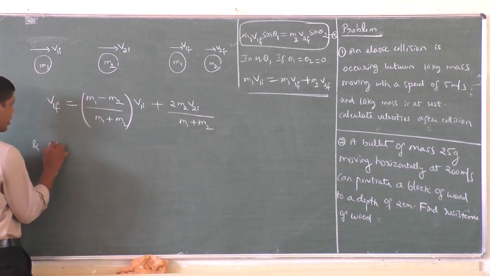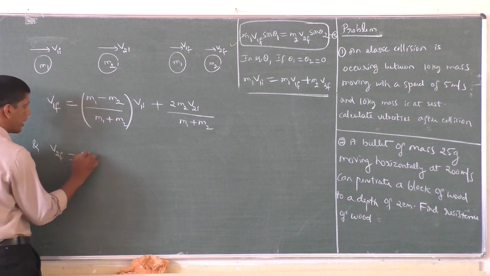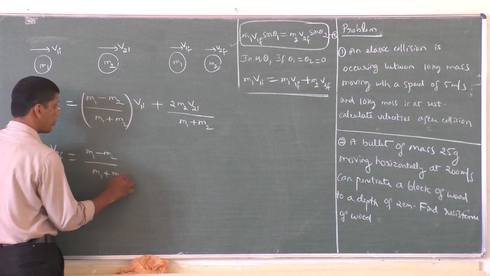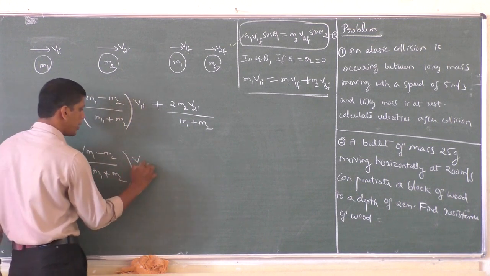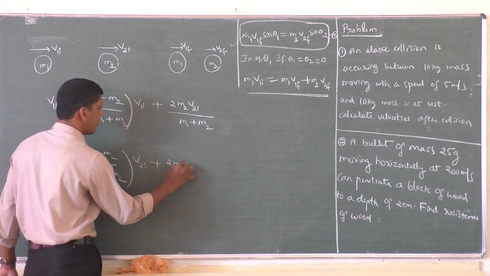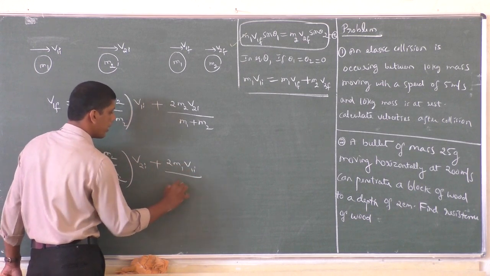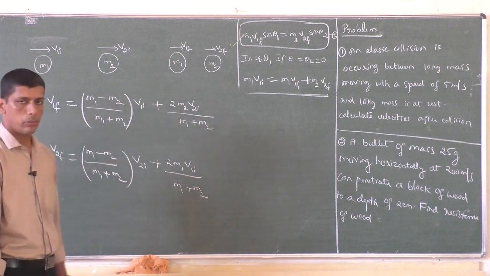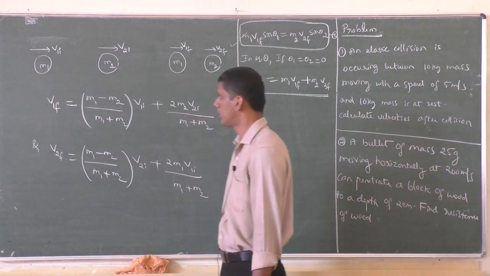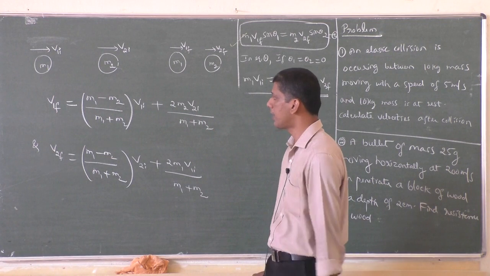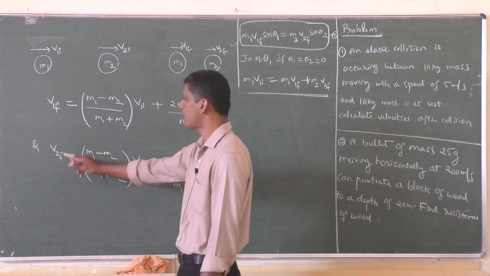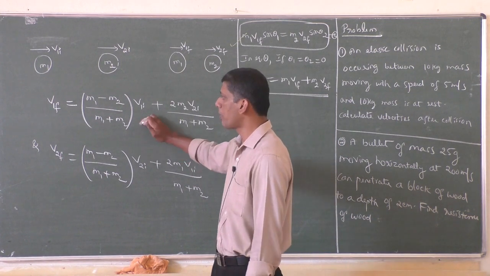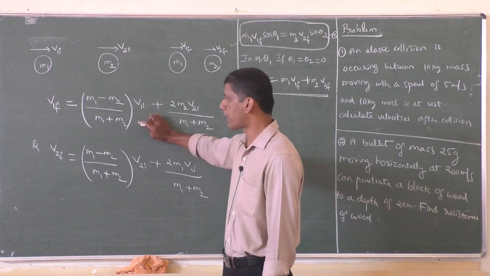And for the second body, v2f is equal to m1 minus m2 by m1 plus m2 into v2i plus 2 times m1 v1i divided by m1 plus m2. So this formula will hold good whenever the 2 bodies are moving along a straight line, then the final velocity of the first body as well as the second body is given by this formula. So we have to remember this formula. Write this formula in your formula list right now.